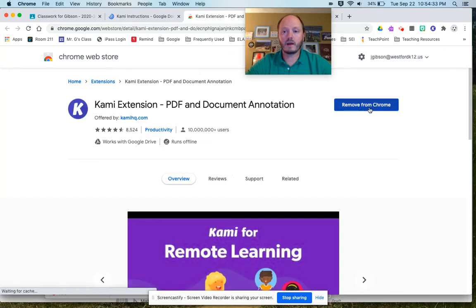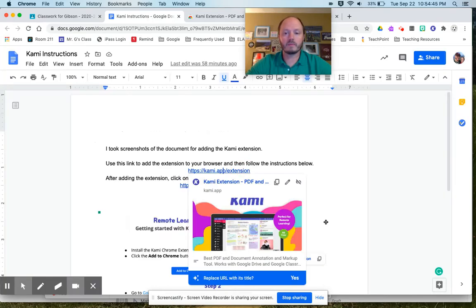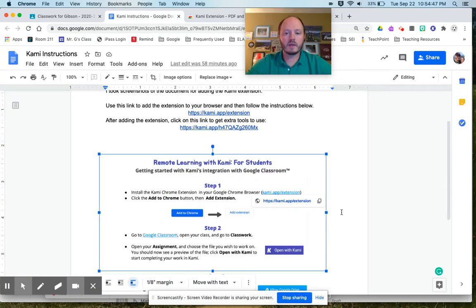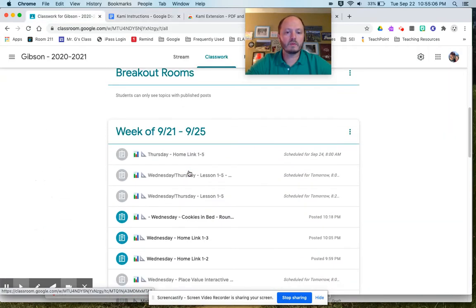So I have removed from Chrome if I want to take it off, but I don't. I want to keep it. So we are going to ignore that part since I've already done that part. Okay. And then we're going to get into the next step where after you click add to Chrome, it's going to ask you whether or not you want to add the extension, and you do. You want to click add extension, and then we're going to go to our classwork, open the assignment, and we're going to find the assignment we want to work on.